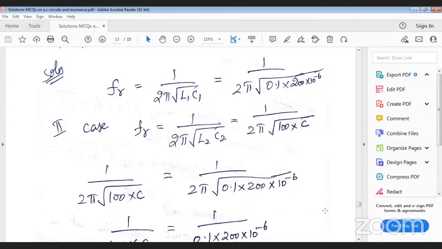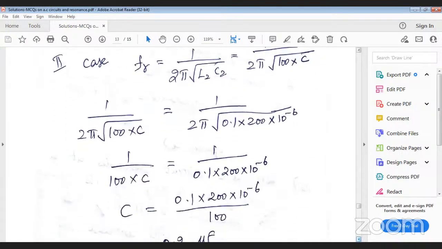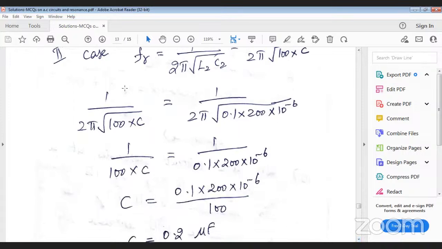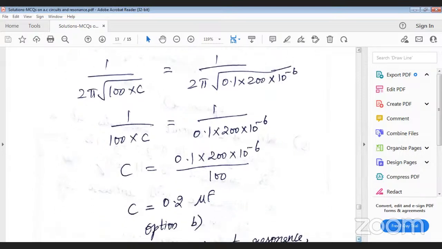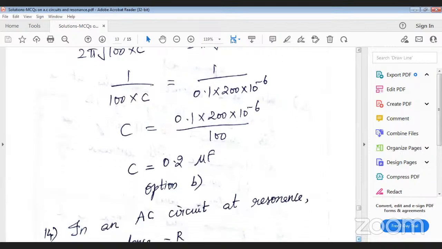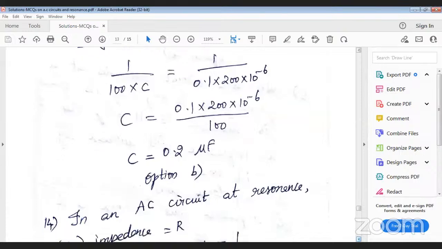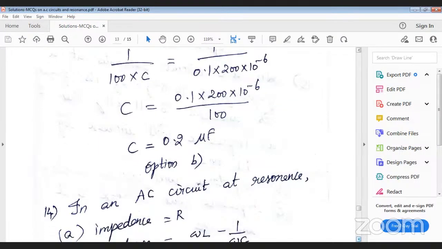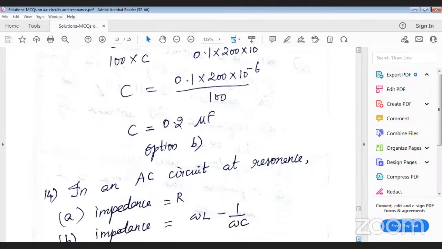When you equate both these equations, you need to proceed like this. This 1 by 2 pi, 1 by 2 pi will cancel out. So you need to take the square on both sides. That will be 1 by 100 into C, equal to 1 by 0.1 into 200 into 10 power minus 6. So C is equal to 200 into 0.1 into 10 power minus 6 divided by 100. When you simplify this term, you will get 0.2 microfarad. That is option B.